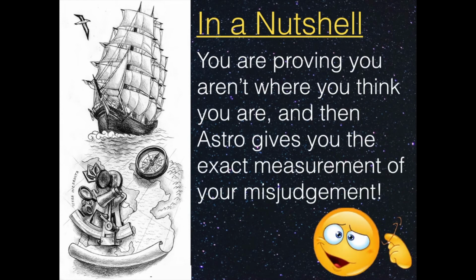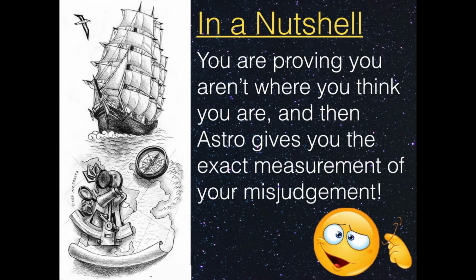It is about proving you aren't where you think you are, and then the Astro gives you the exact measurement of your misjudgment. So that's what you're doing. You have an assumed position, you know things about this assumed position, and then you can exactly say how much it differs from where you really are.